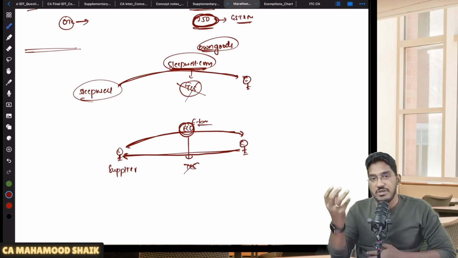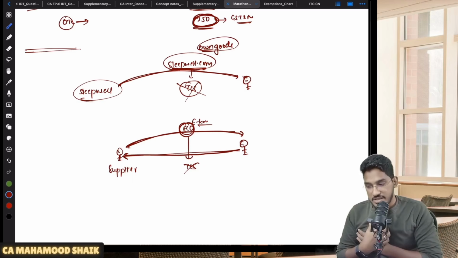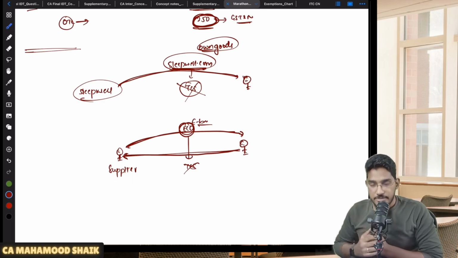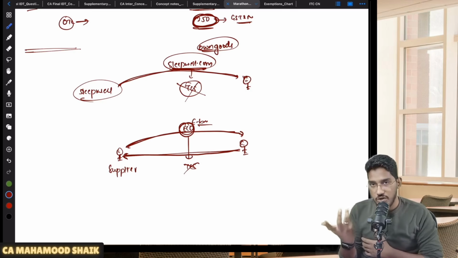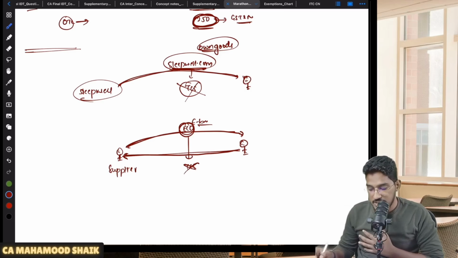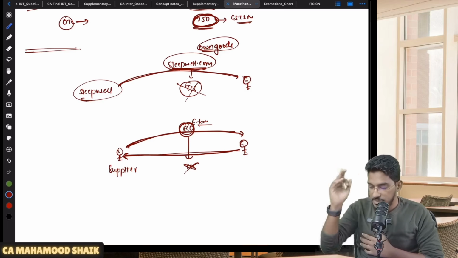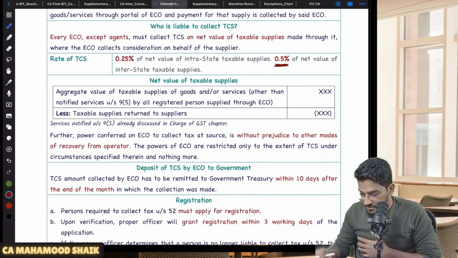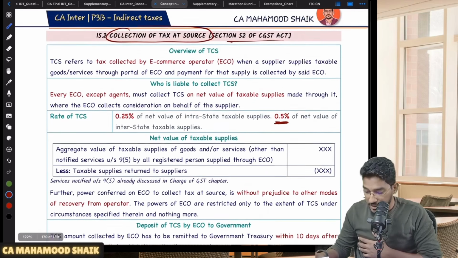Why? Because if the e-commerce operator has not collected any consideration, how can they collect the TCS amount? Not possible, no. So this is also one case where TCS will not become applicable: where the consideration is not collected by the e-commerce operator, and is collected directly by the supplier. Understood? Clear, everyone? So that's what they try to say here.